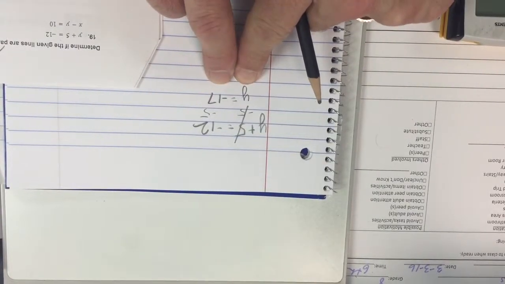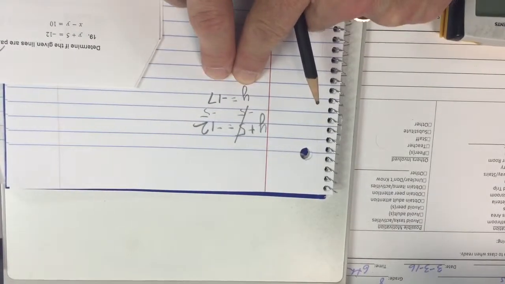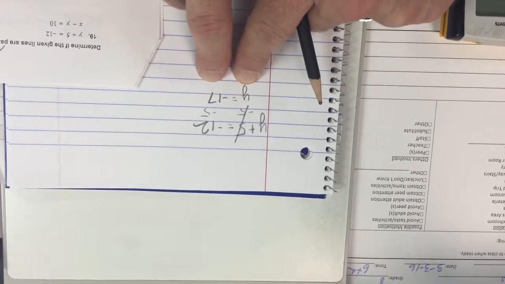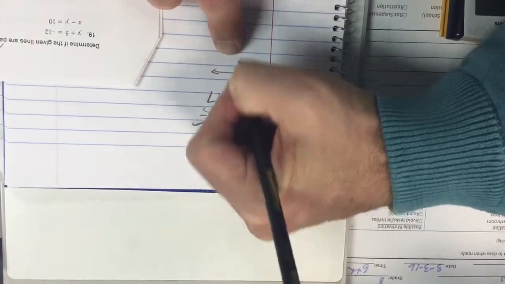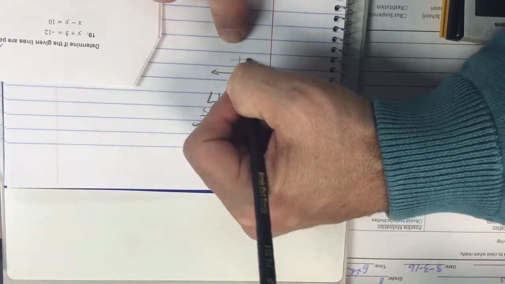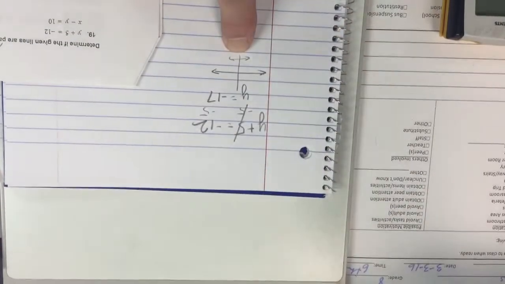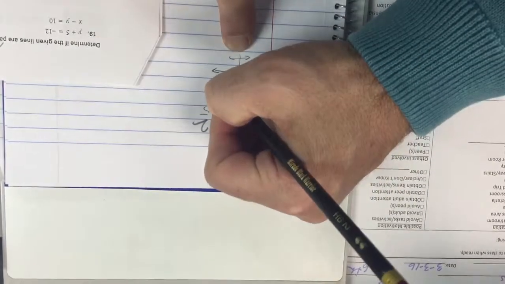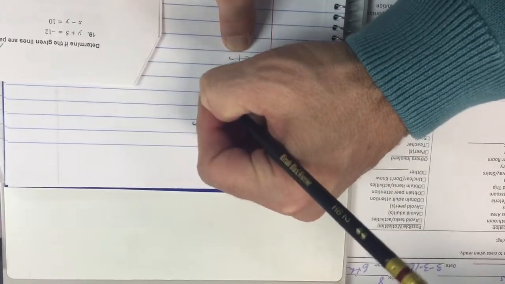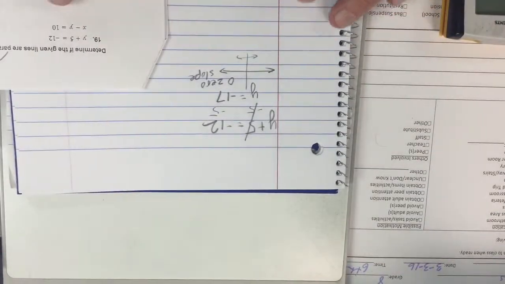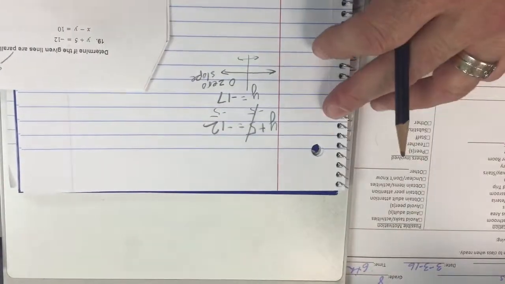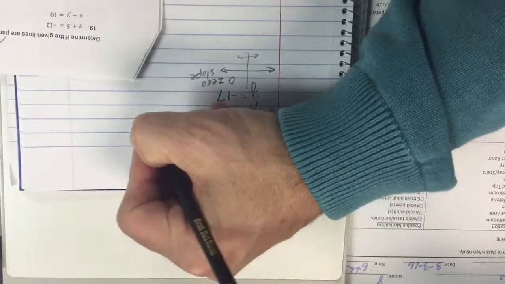Here's my equation. y equals negative 17. There's no mx. So that means that my m is 0. This is a horizontal line, which would be down here at negative 17, cruising like that. So there is no slope. This has a 0 slope.